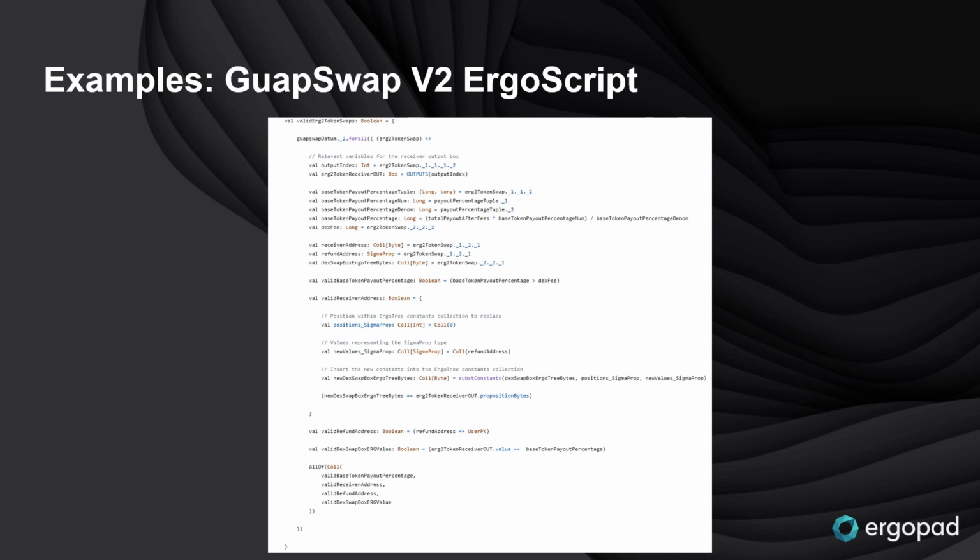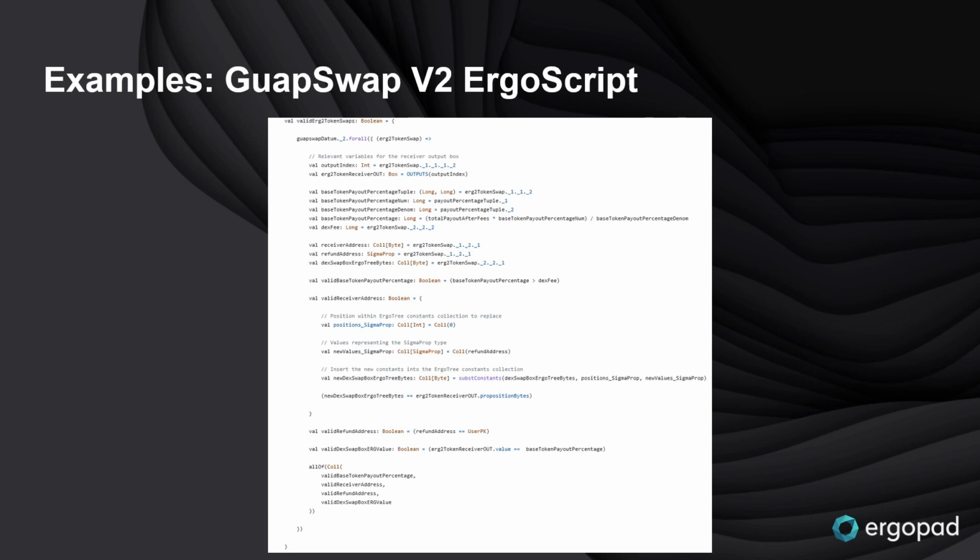So I check in this one that the public key is the same as the user, so that the swap box can be spent correctly. We check that the refund address is the same as the user's public key, so that you're able to refund your funds if you want, and that the swap box has the correct Erg in it. And then we want all of these conditions to be satisfied, and so we use the allOf method.